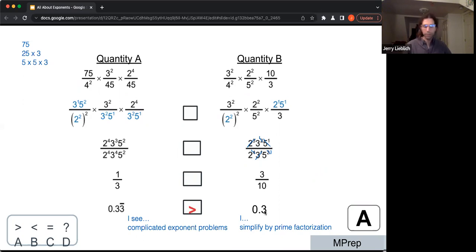Until you're there, don't rush. Take your time, think deliberately about them. You can even have a cheat sheet of all the rules next to you as you're practicing. Okay. Any questions about this before we move to our next problem?